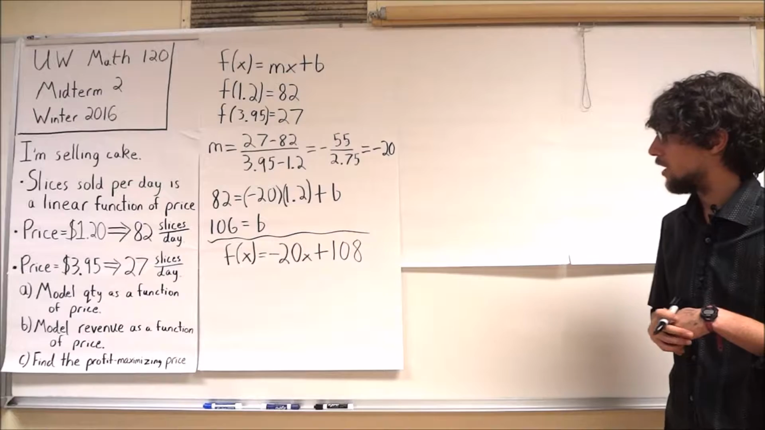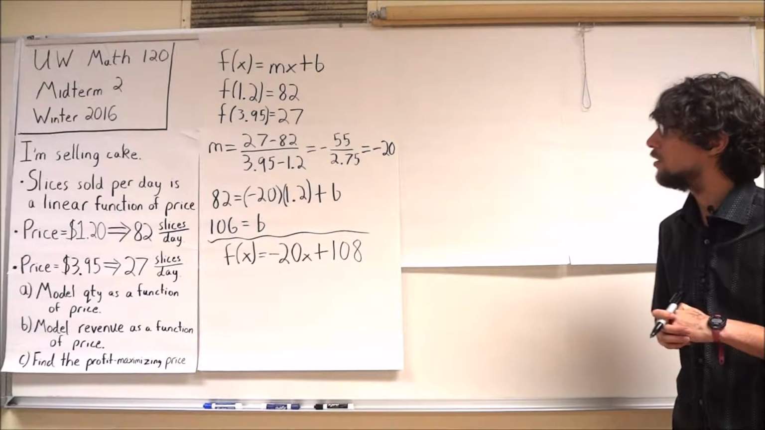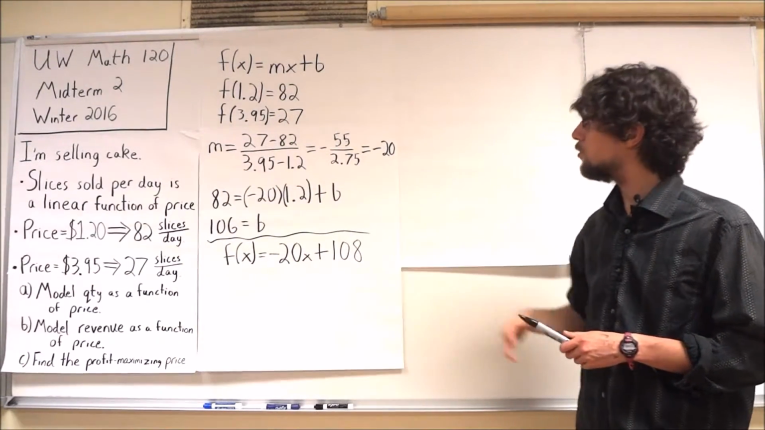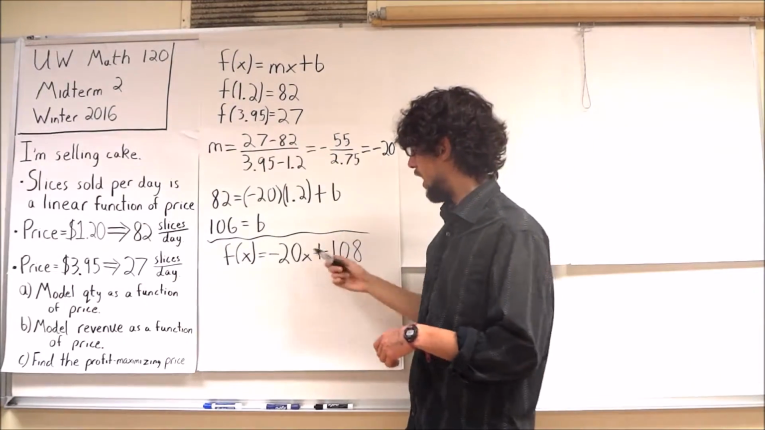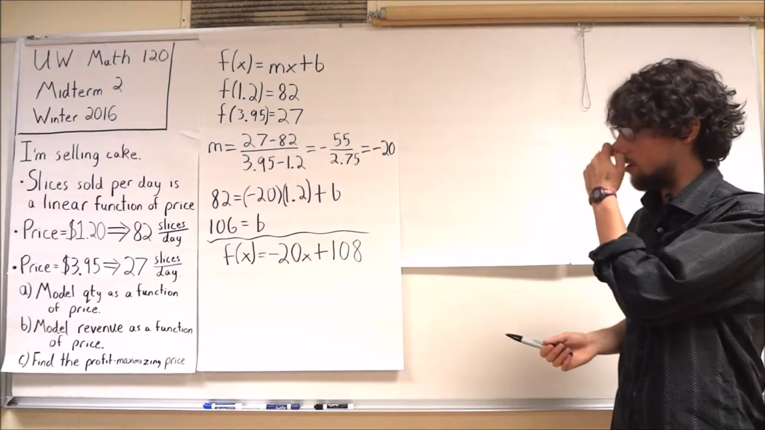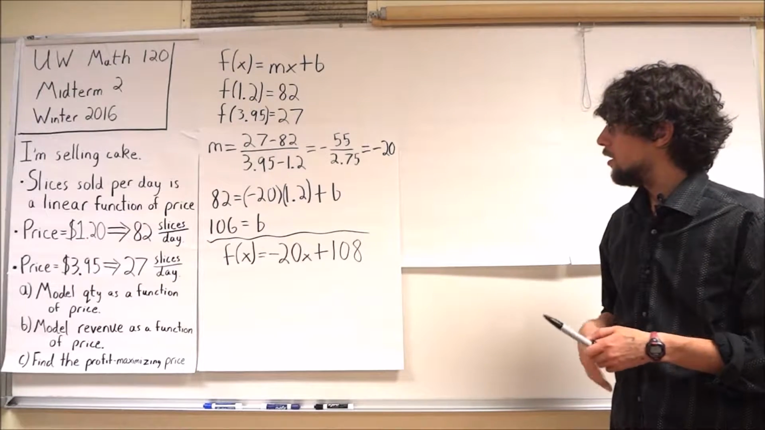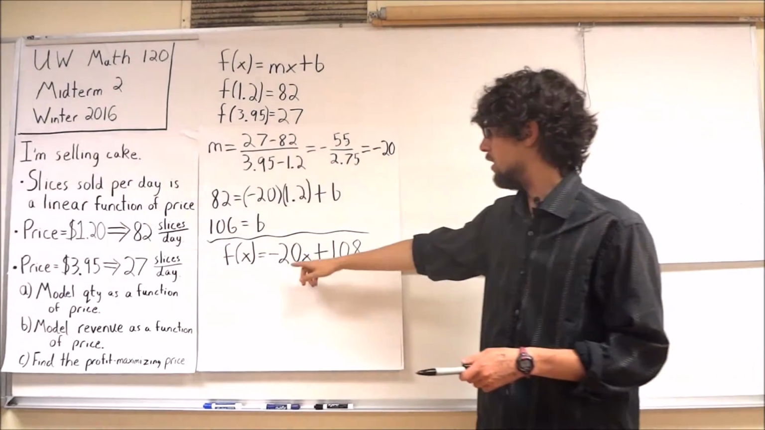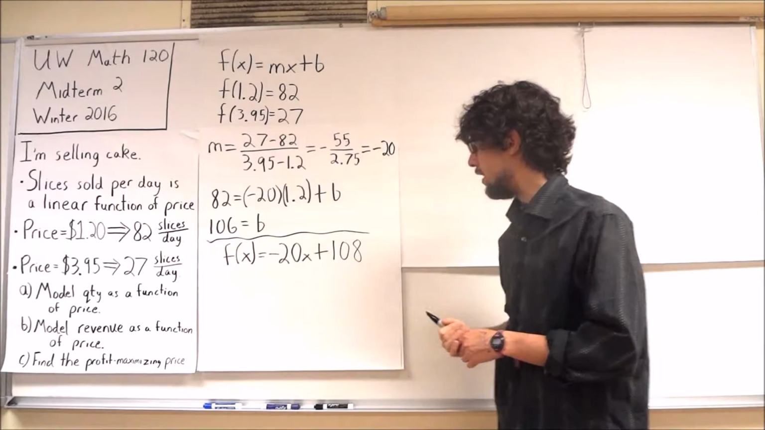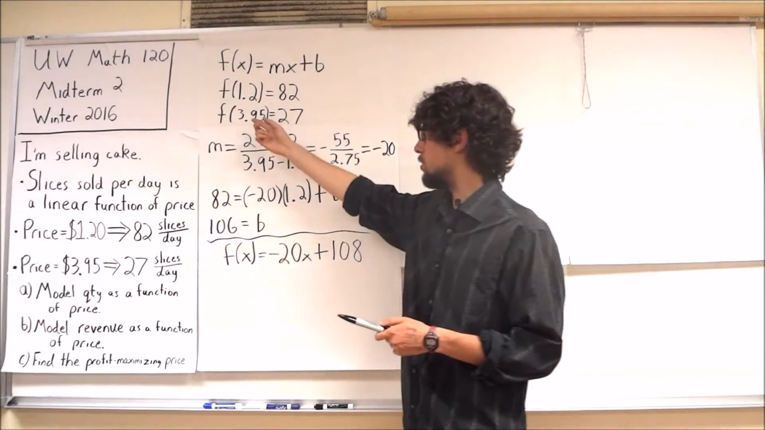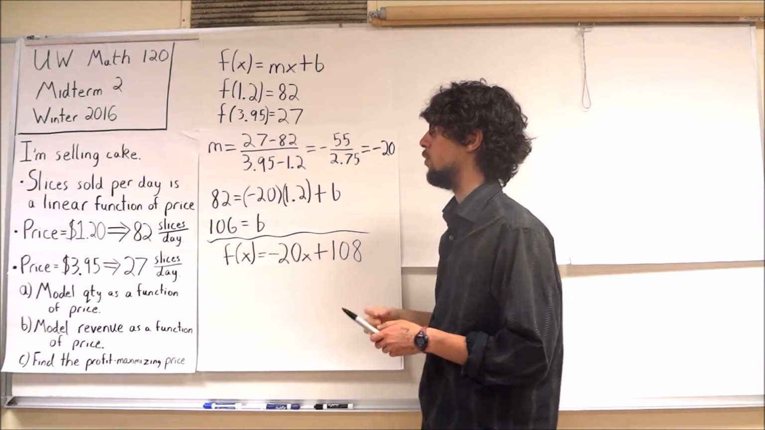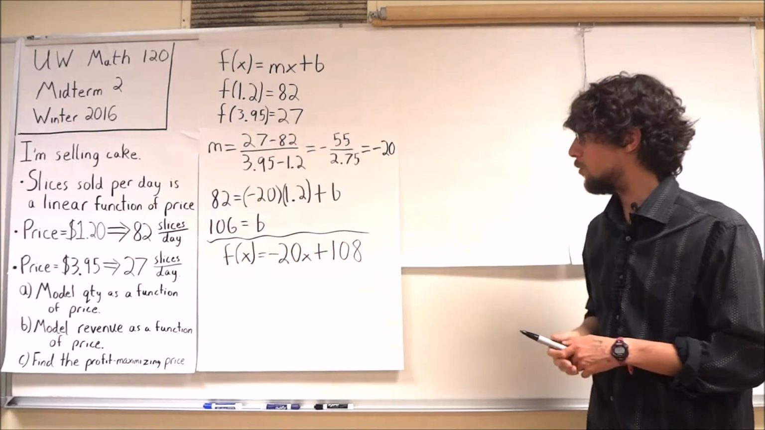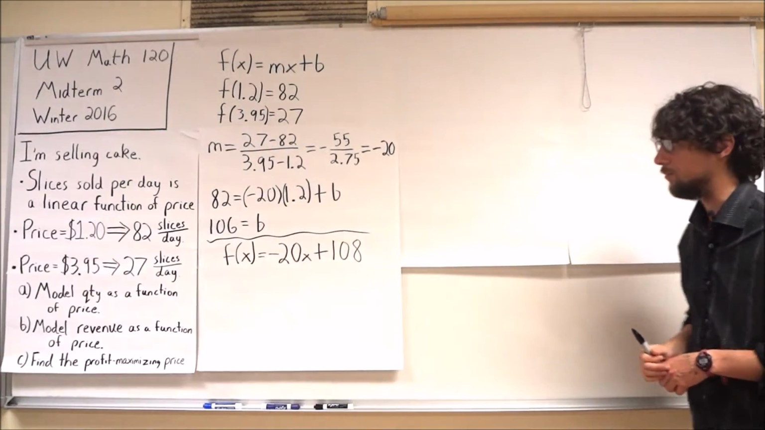Let's double check that this feels about right. I do know that when I plug in 1.2, I get 82. And when I plug in 3.95, the math is a little bit ugly. If I imagine having plugged in 4, this would be negative 80 plus 108 is 28. But the difference between 20 times 4 and 20 times 3.95 is that 1 that's different here. So I like how this plays out when I plug in both of my points. So I have my solution to part A.